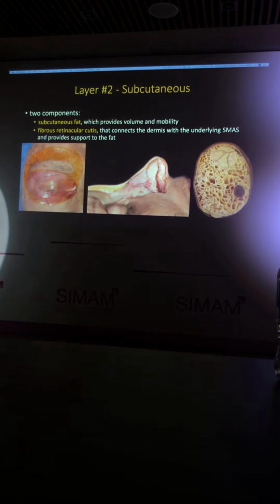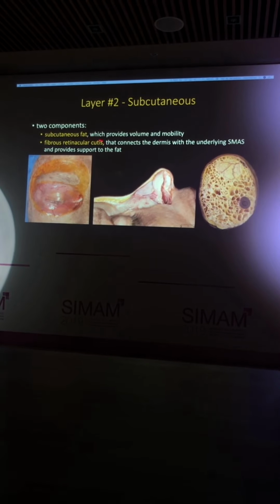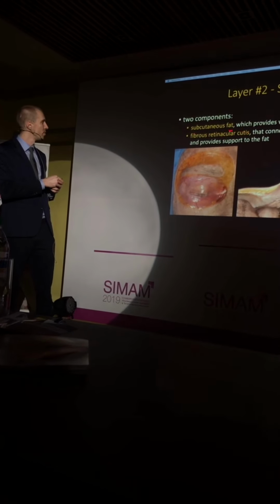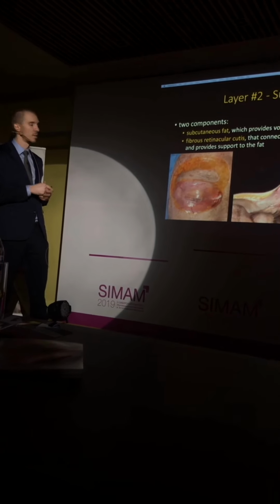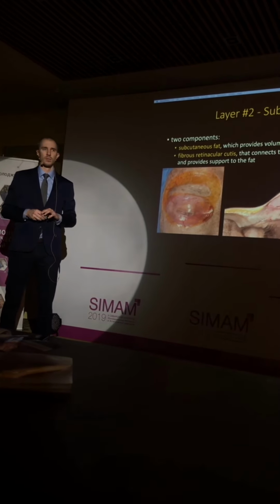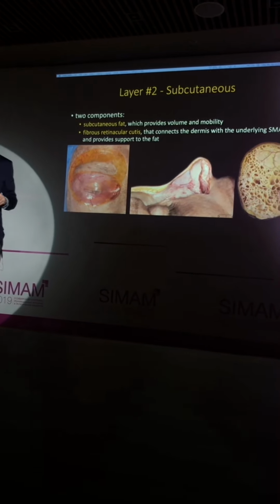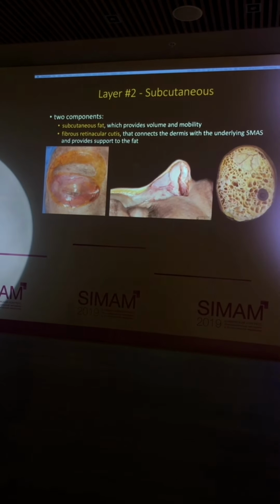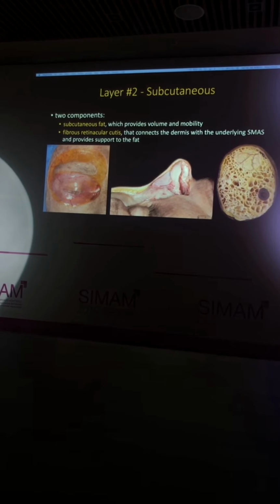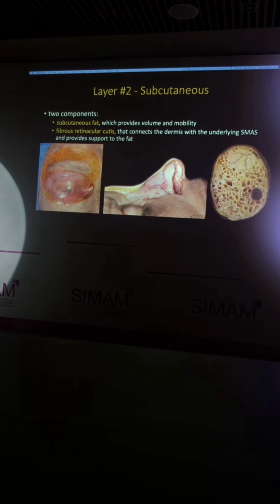Adipose tissue. But for us today, the most important thing to remember is that it also has fibrous components, the fibrous retinacular cutis. And I put here this breast dissection just to show you the structure of the subcutaneous layer.